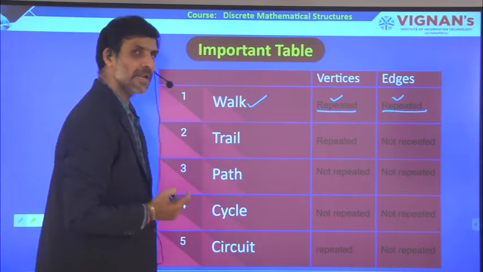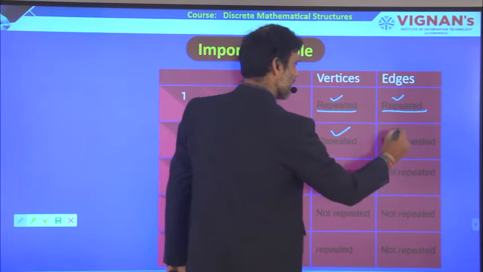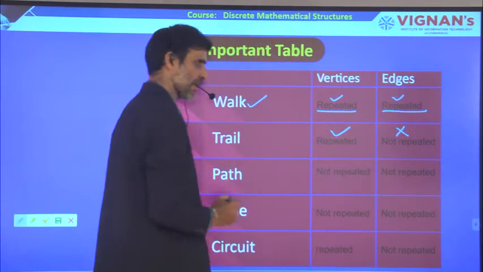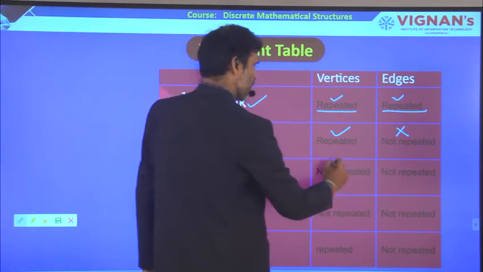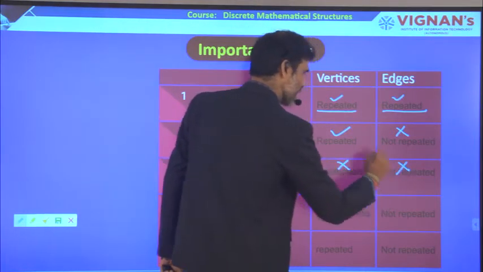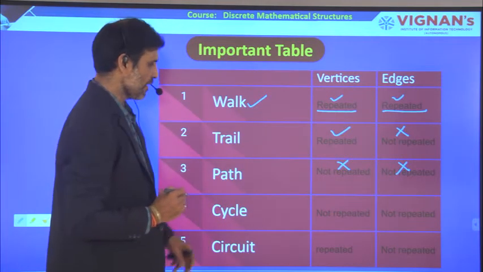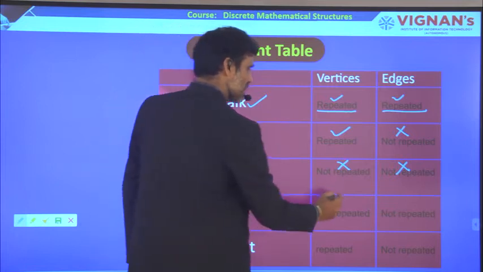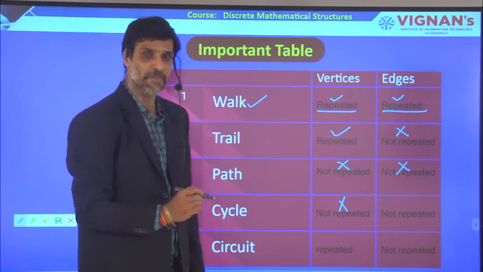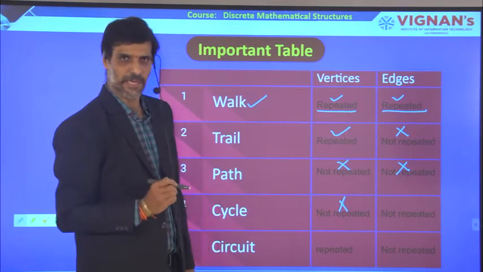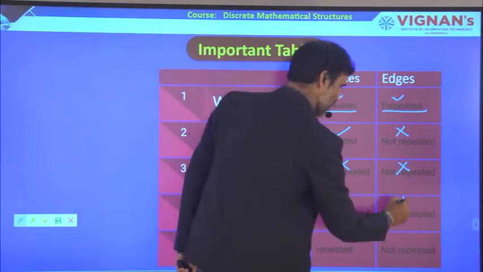Coming to the trial, what we defined is that the vertices may be repeated but edges may not be repeated. And path: both are not repeated, neither vertices nor edges. Coming to the case of a cycle, vertices are not repeated except the first vertex and the last vertex. The intermediate vertices are not repeated and edges are also not repeated.